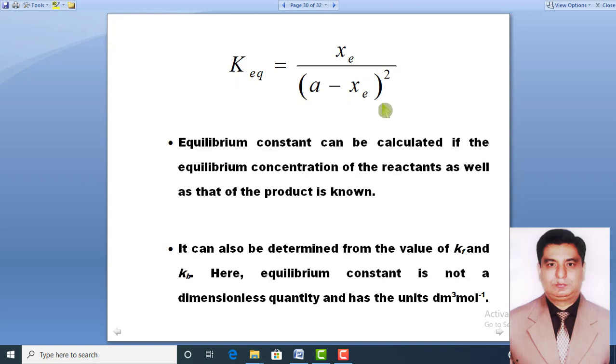So if any student wants to know that if a second order reaction is opposed by a first order reaction, how can we find the equilibrium constant? Dear students, that can be obtained just by dividing the equilibrium concentration with the square of a minus xc value.